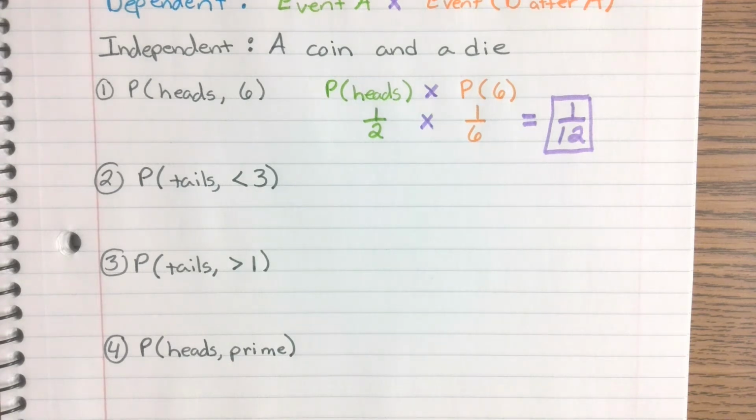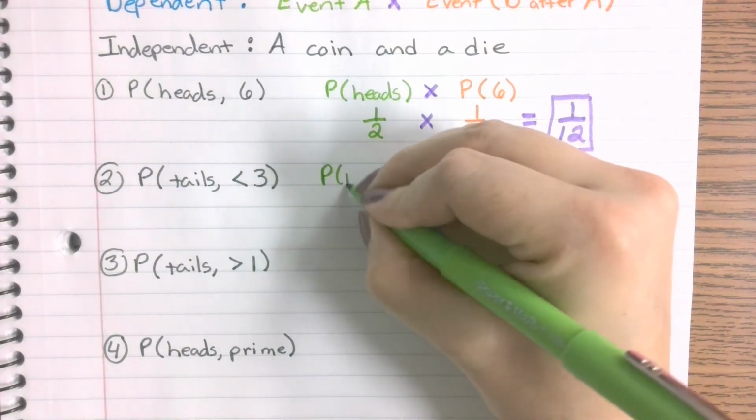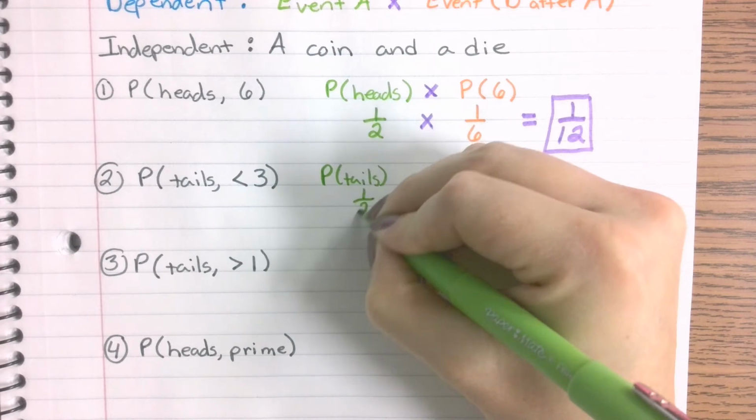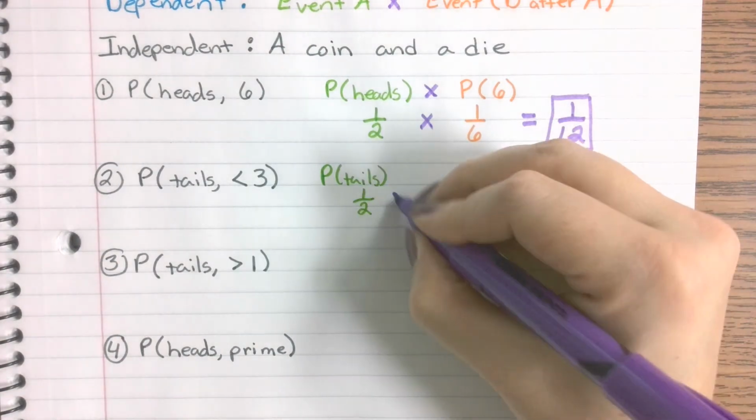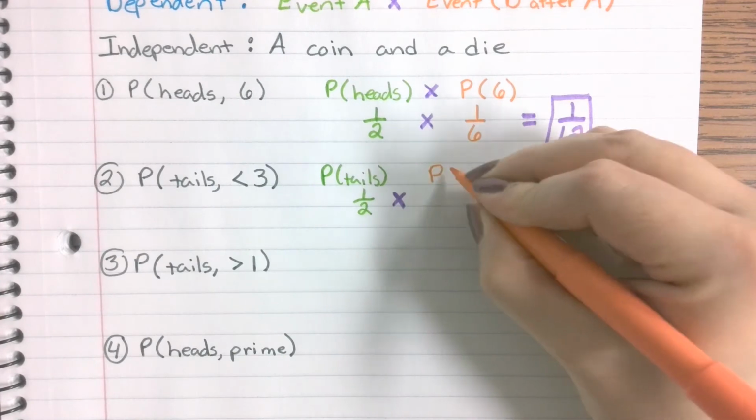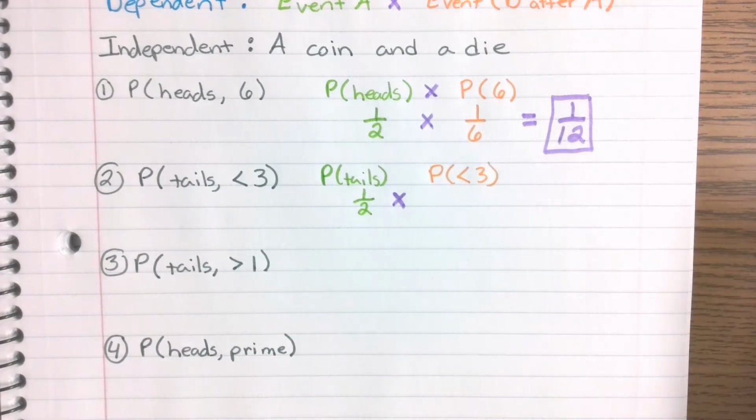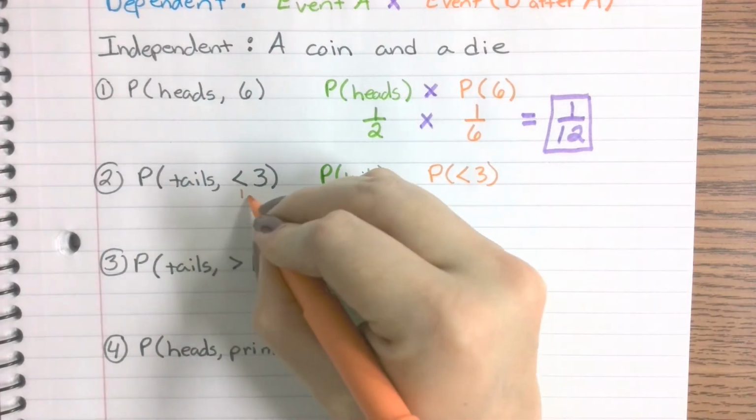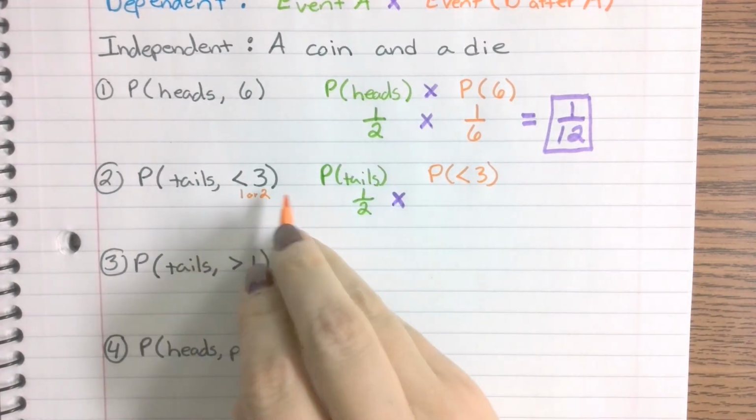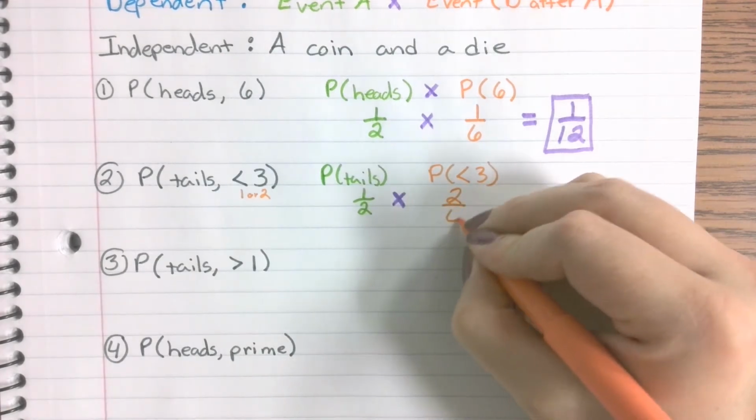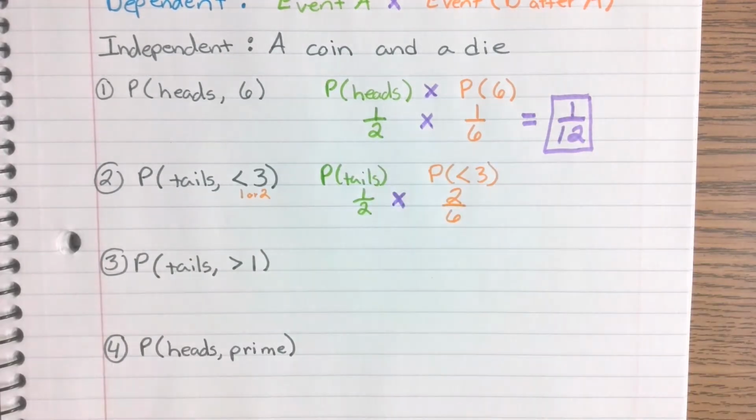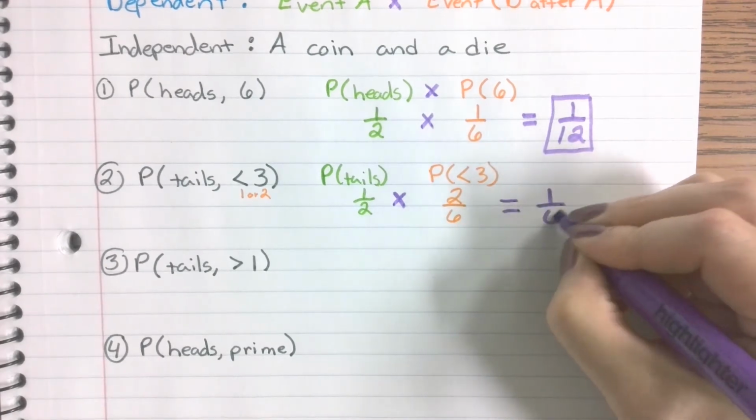All right, who can raise their hand and tell me what they got for problem number 2? Let's go with Leona. 1/6 is correct. So let's go ahead and break it down. Probability of tails is 1/2. Then you're going to multiply that by the probability for a number less than 3. Less than 3 means it can only be a 1 or a 2, so that's 2 numbers out of 6. You multiply that together, and that's going to equal 1/6.